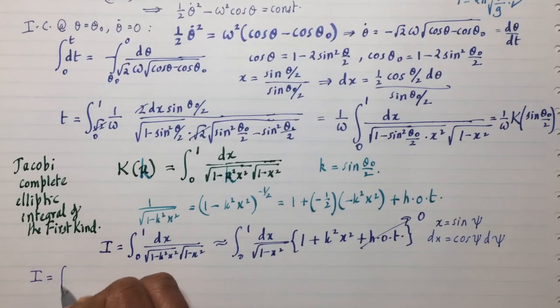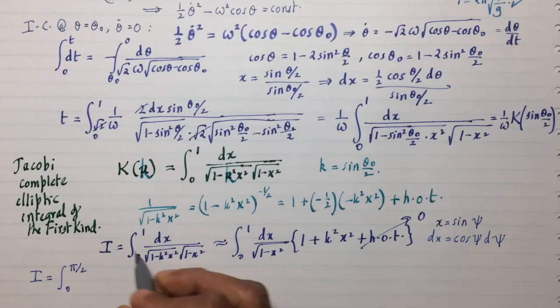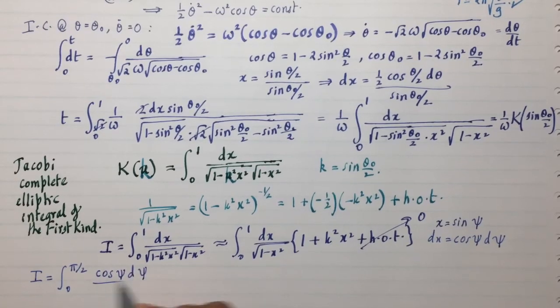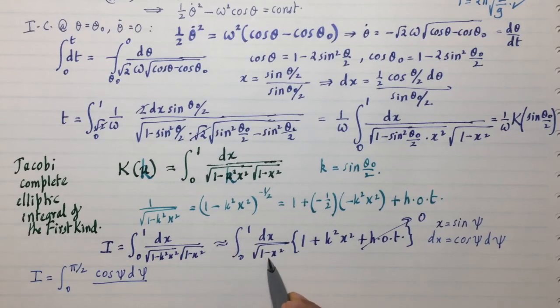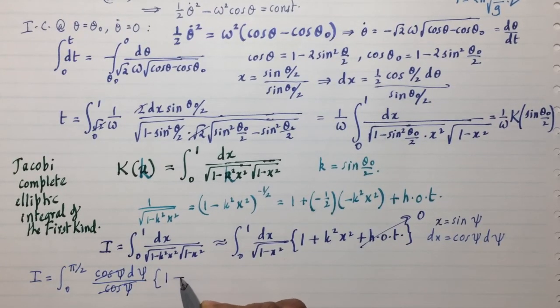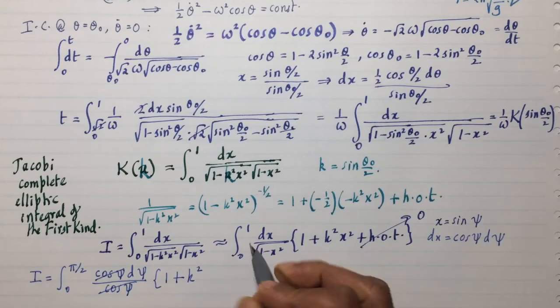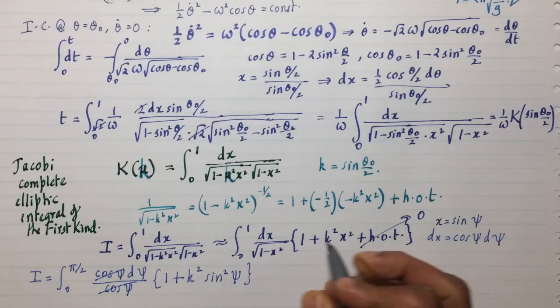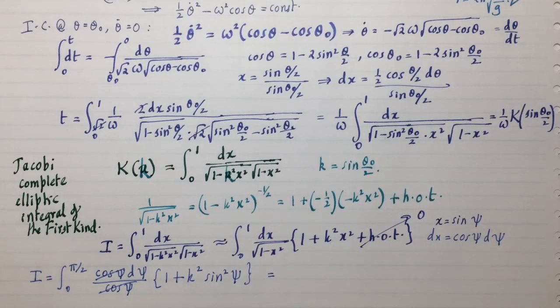So I get I equals the integral from 0 to pi by 2 of cosine psi d psi, over this thing, which is the square root of 1 minus sine squared, also cosine psi. So lo and behold, that disappears. And then I just have 1 plus k squared sine squared psi. So that's not too bad. In fact, the first integral, term 1, is just pi by 2.